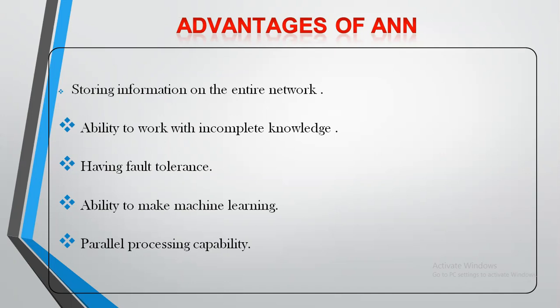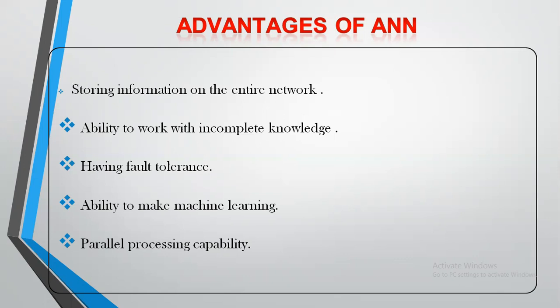Then fault tolerance means that even without the missing part of the data, whatever it produces comes under fault tolerance. Then the ability to learn like the human brain: the artificial neural network also, if something happens newly, recalls the earlier event and makes a decision based on the similar event.